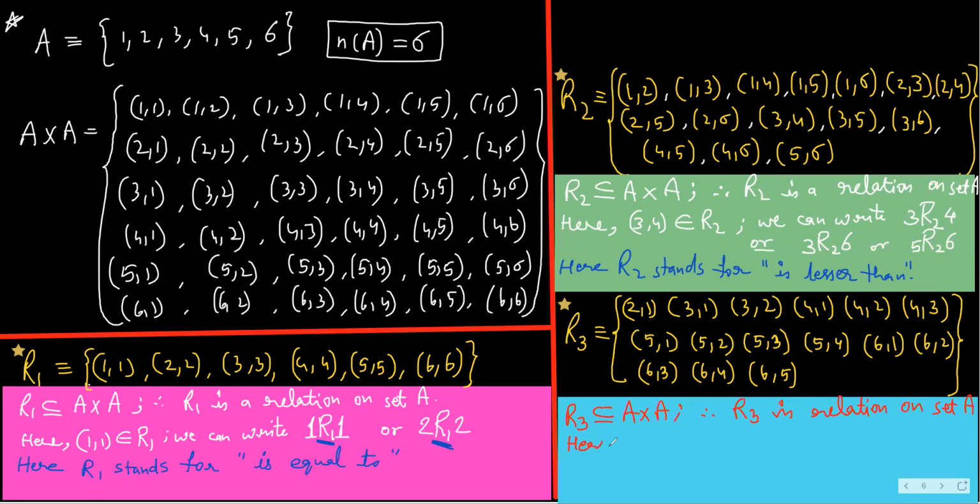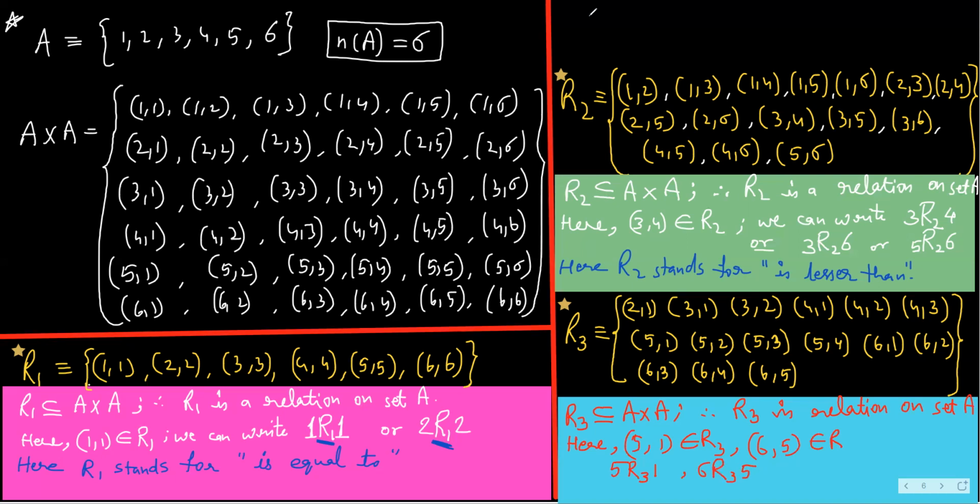Here you can take a few elements. See here, 5 comma 1 belongs to R3. Then you have 6 comma 5, which also belongs to R3. This 5 comma 1 belongs to R3, you could write 5 R3 1. Here you can write 6 R3 5.